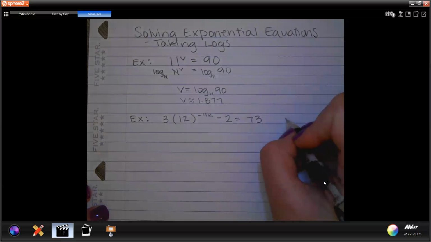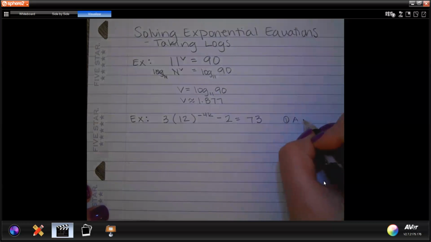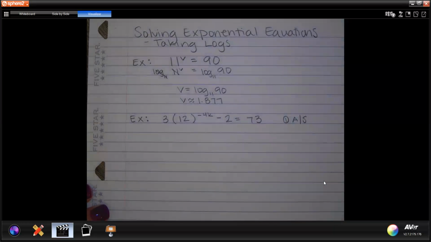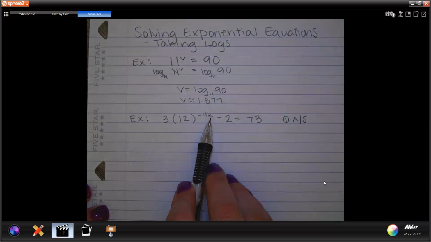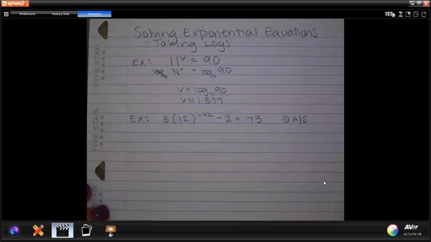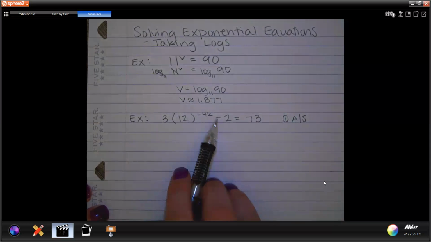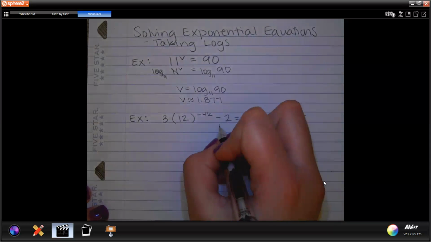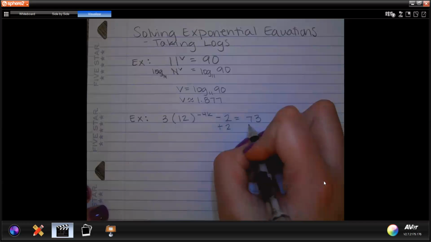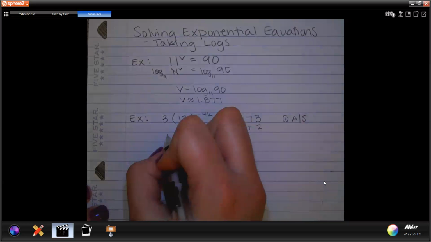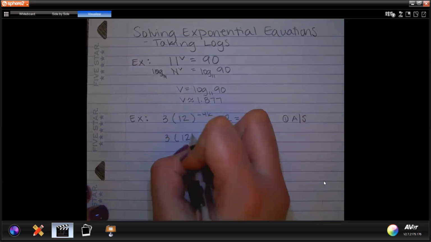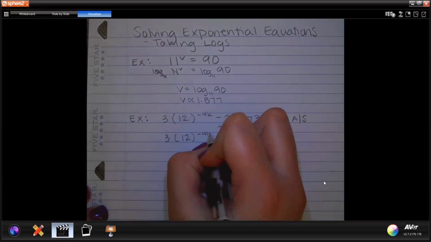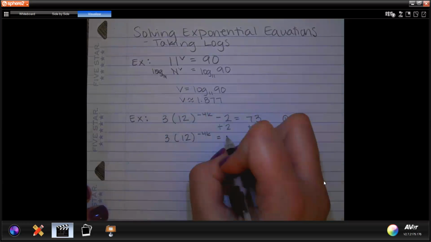So our first step is going to be what can we add or subtract easily to the other side to get it away from the variable. And the variable's right here. There's the k. So we're thinking, what could I add or subtract easily? Well, the 2 on the end, that's easy to deal with. So I'm going to go ahead and do the inverse. I'm going to add 2. I get 3 times 12 to the negative 4k equals 75.